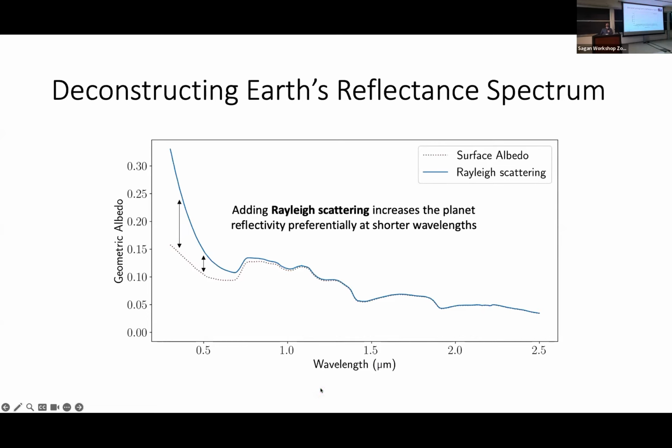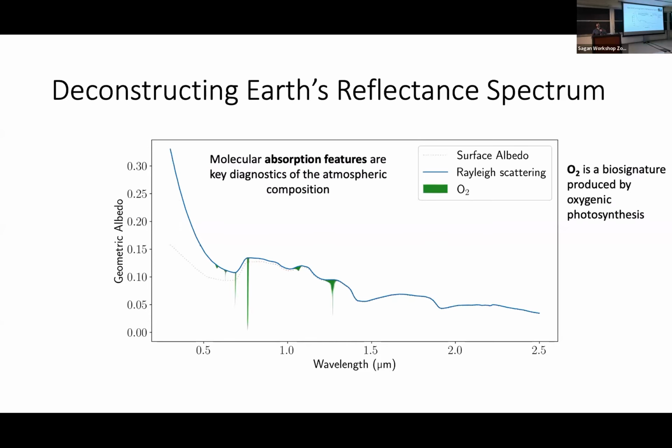Now, if we add a nitrogen atmosphere on top of this, we see Rayleigh scattering significantly increases the reflectivity of the planet in the blue. And this is because Rayleigh scattering has a lambda to the -4th dependence. And so it's setting the continuum here at short wavelengths, but barely causing any additional reflectivity at the longer wavelengths. Now we can start to add in the gaseous absorbers that absorb from that continuum.